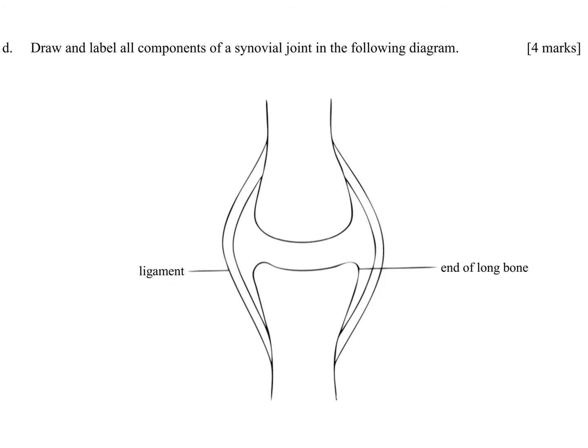Let's take a look at the classwork 17.1. Question D. Can you draw and label all the components of a synovial joint in the following diagram? Besides the bones, which make up the joint, there are ligaments given to you, which help to join the two bones together. Now, what are the remaining structures which help to make up the synovial joint? There should be cartilage at the two ends of the long bones. So let's write down the name, cartilage.